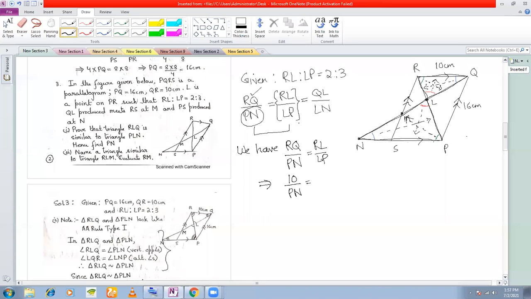And what is this ratio given? RL is to LP. This ratio is given to be 2 is to 3. So from here we can calculate. Twice PN is equal to 30. That means PN must be equal to 15 centimeters. Fine. The first part of the question is done. Let us now proceed to the next part of the question.